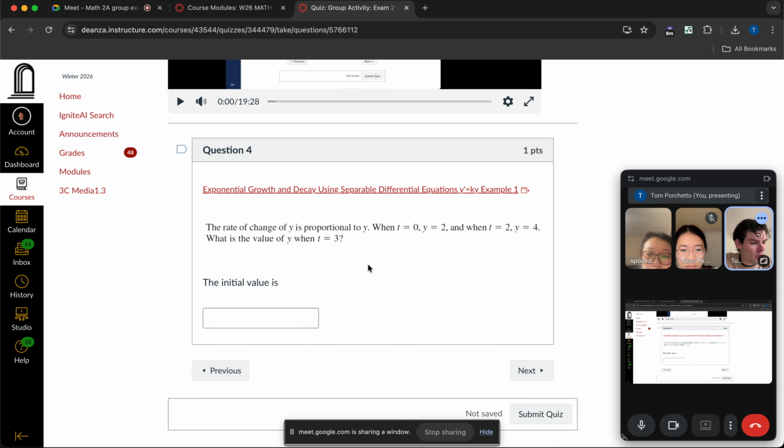Okay, question number 4. The rate of change of y is proportional to y. When t equals 0, y equals 0, and when t equals 2, y equals 2. So what is the value of y when t equals 3? I put 2. Yeah, 2.